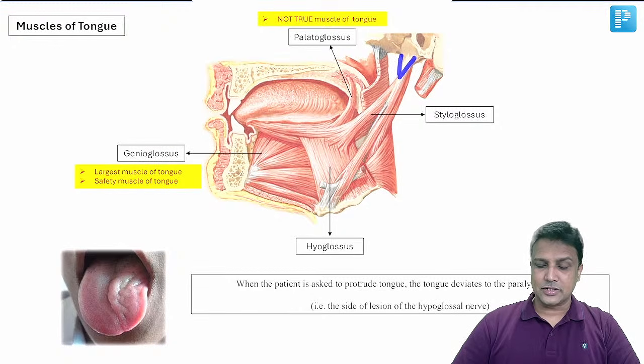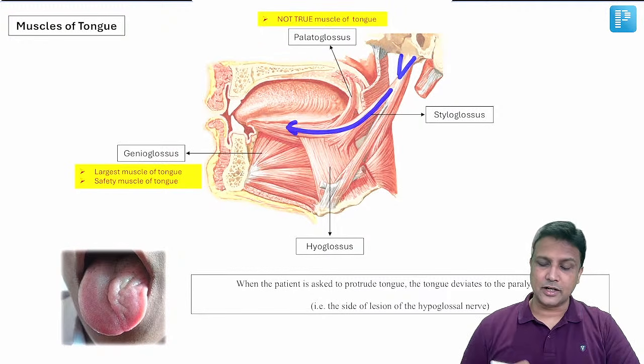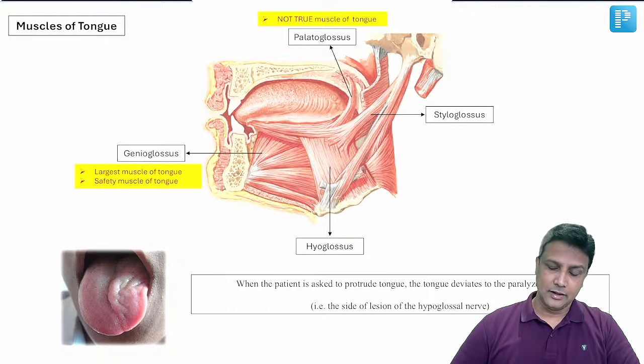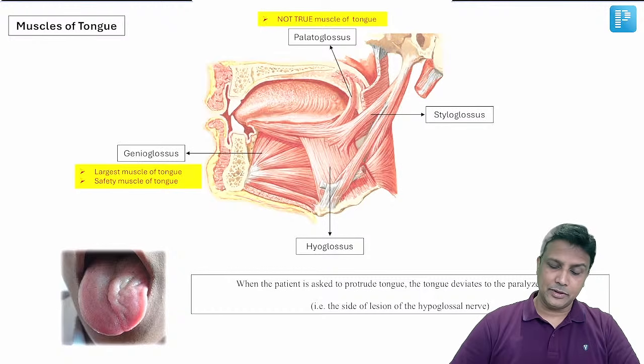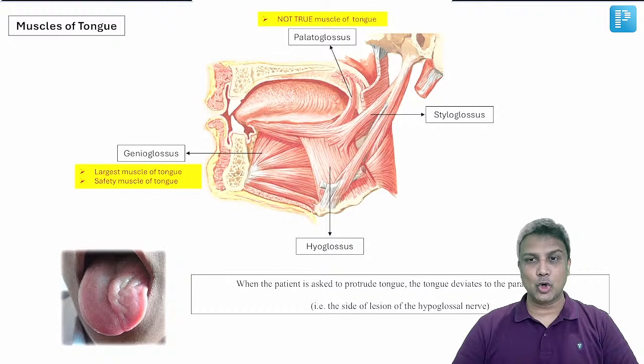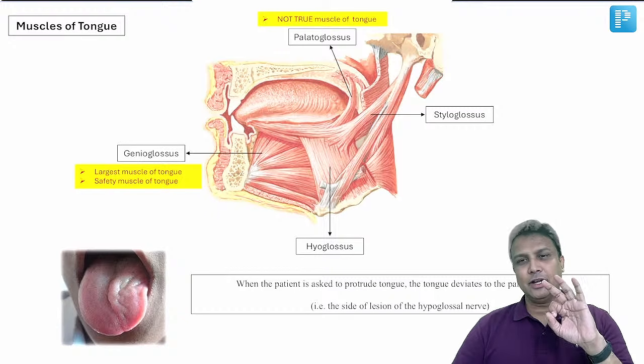There's a styloid process here. From here, this muscle going to the tongue is styloglossus. Below here will be your hyoid bone. From this to the tongue will be the hyoglossus. And from the palate into the tongue, that is your palatoglossus. Now there are 3 important MCQs here.